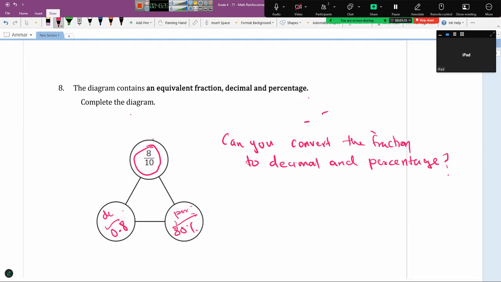Okay, so you see here the diagram. First you have to read the question carefully. The diagram contains an equivalent fraction, right? So okay, this is an equivalent fraction. A decimal and percentage. Complete the diagram. So now think how you can convert this fraction to decimal and percentage. To complete the diagram, in one circle you have to put the decimal number of this fraction, and in the remaining circle you have to put the percentage of the given fraction.